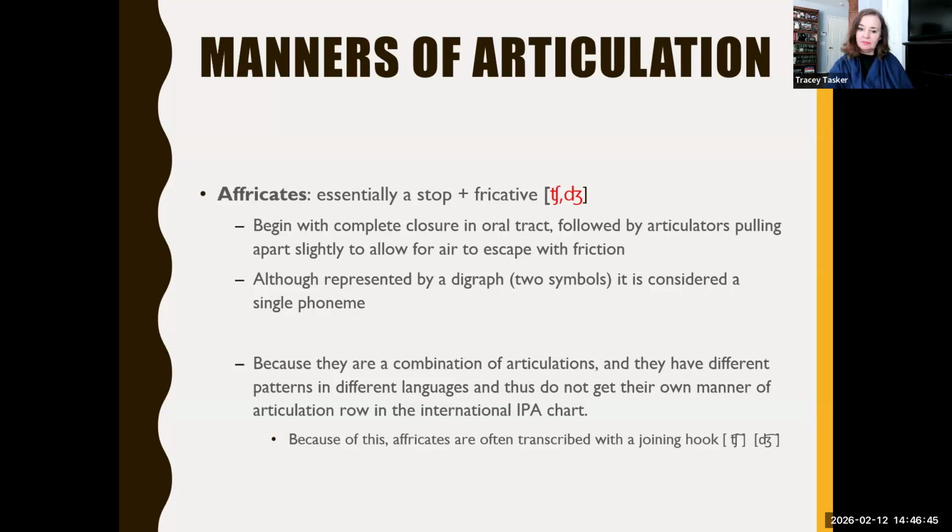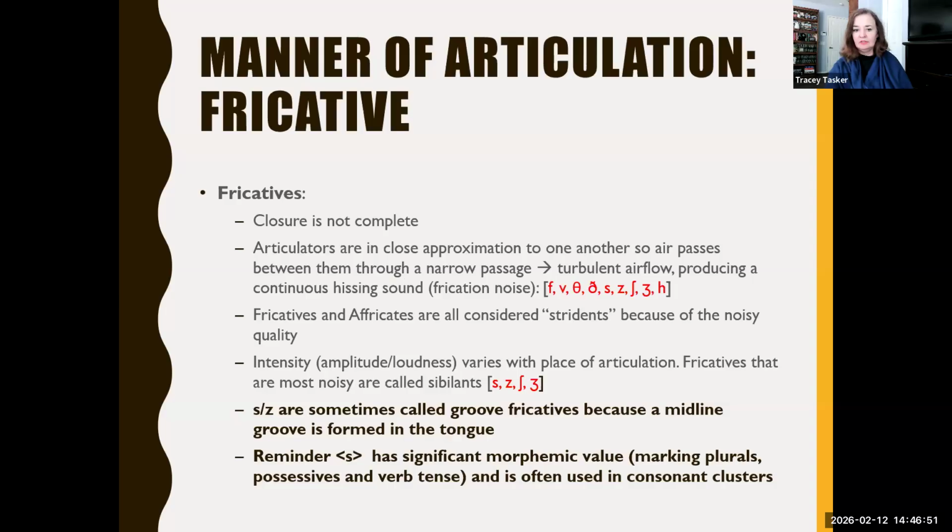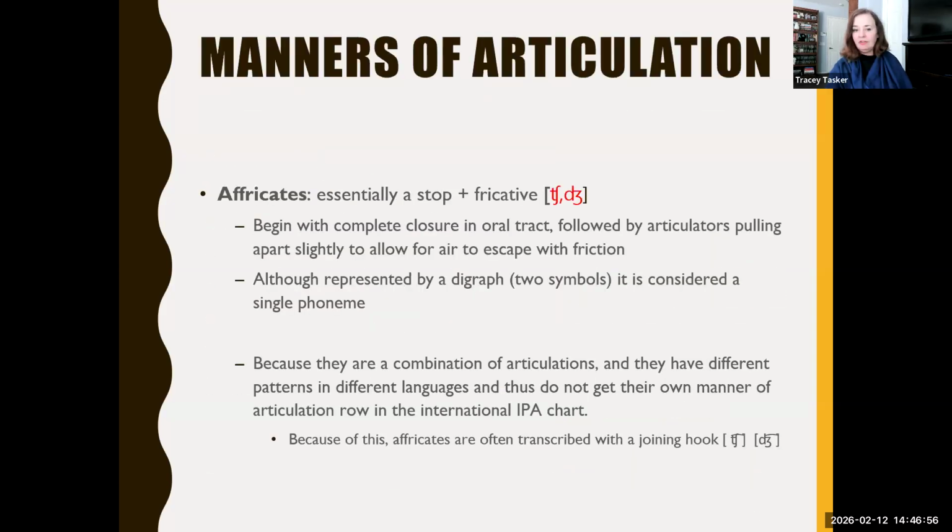Affricates. I mentioned before that fricatives and affricates are all part of this group called stridents because of their noisy quality. So affricates are really like a stop and a fricative together. And if you look at the IPA symbols for them, it looks like two symbols, right? However, it really just represents one sound. So don't think of it as a t and a sh coming together and you're transcribing it as a t and a sh. But the quality of it is like a stop and a fricative.